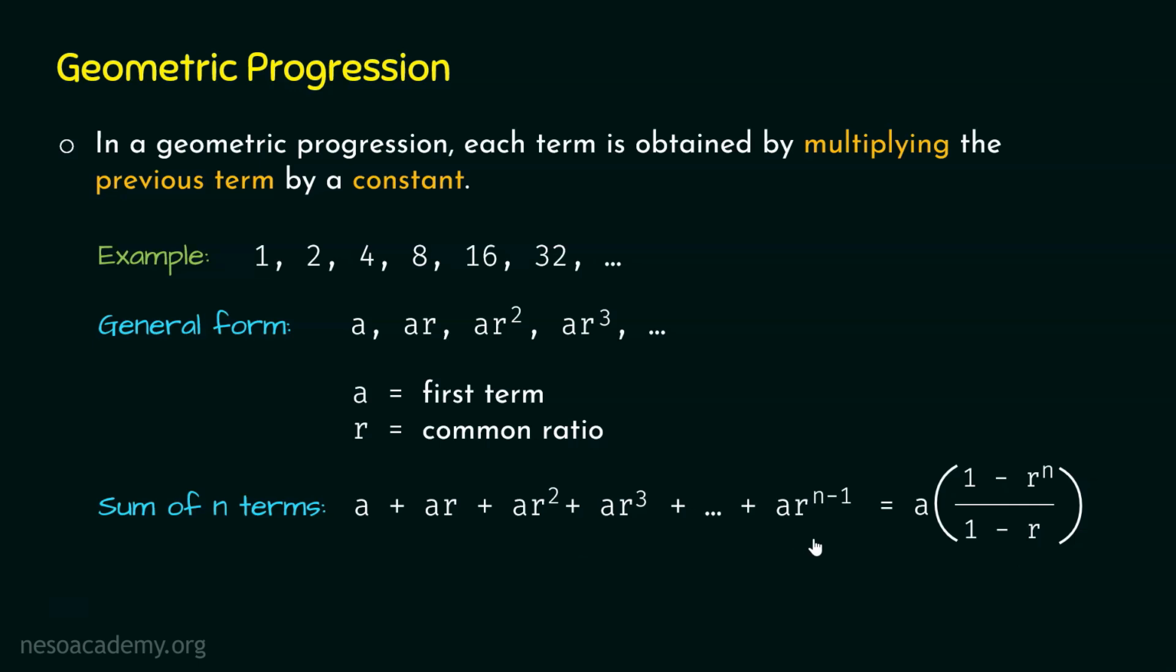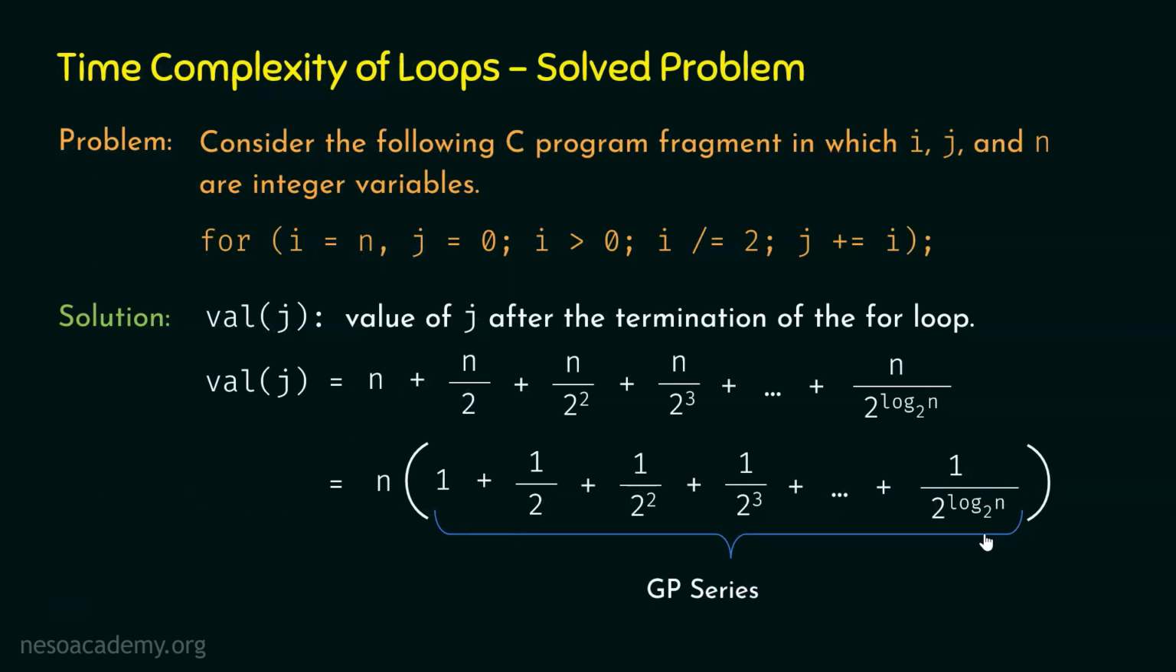This is the formula to calculate the sum of n terms of the geometric progression. So, in order to calculate the sum, we need to know what is n, what is r, and what is a. Now our job is to find the sum of this series. And we know this is a GP series because each term is obtained after multiplying the previous term by a constant. In this case, the constant is 1 by 2. So r is 1 by 2. And what is a? a is 1. This is the first term of this series.